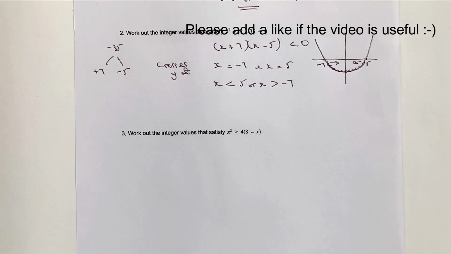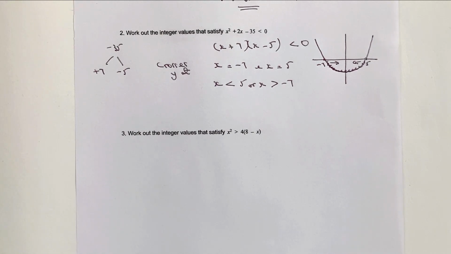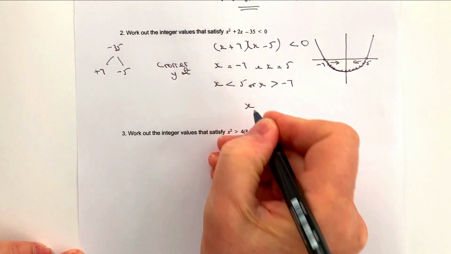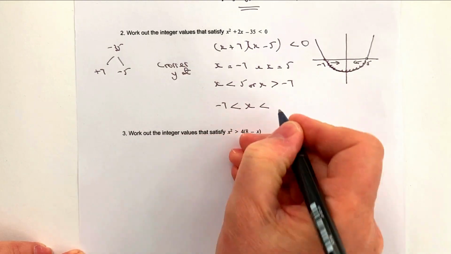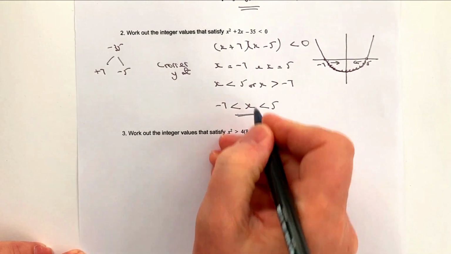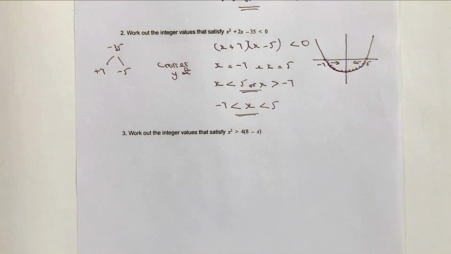Now, one of the things I do sometimes see, and I think it's okay, it's perhaps just a little bit confusing, is that people will write this. They'll put x in the middle and say x is greater than -7 and x is less than 5. That's exactly right. It doesn't really matter. I haven't ever seen a mark scheme that asks you specifically to write it like that, but some teachers or examination boards might prefer it, so you can write it whichever way suits you.